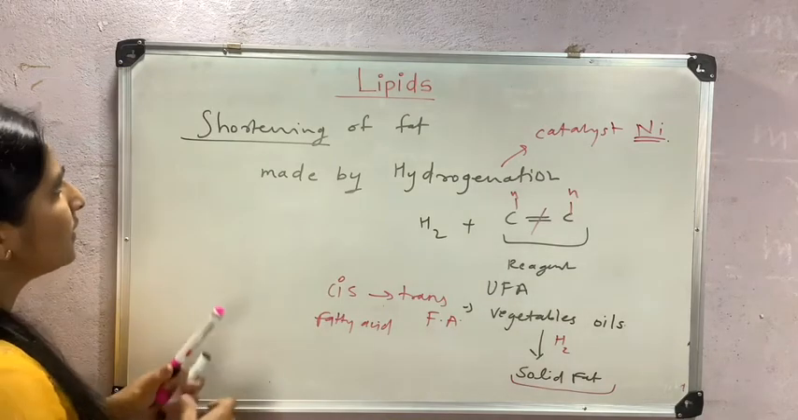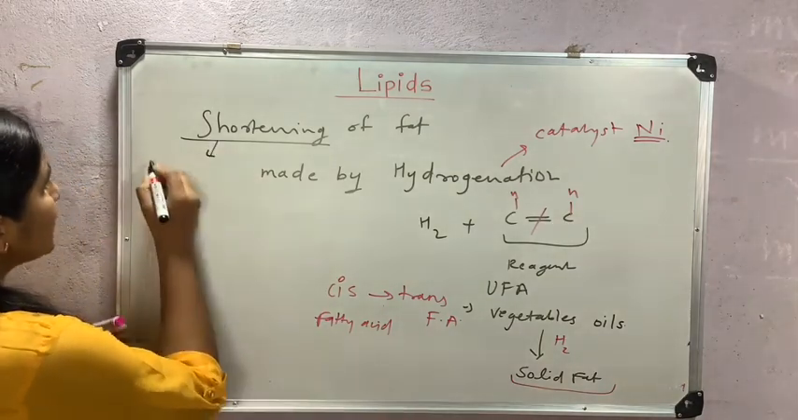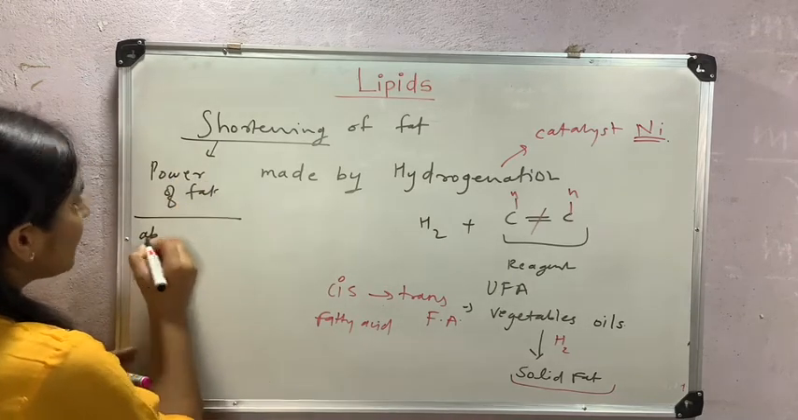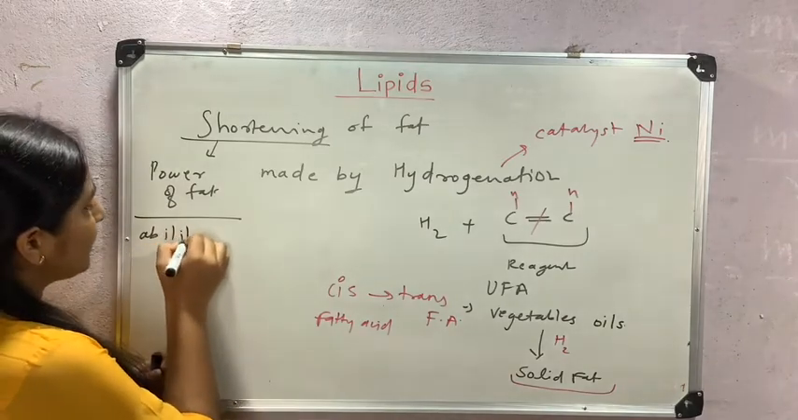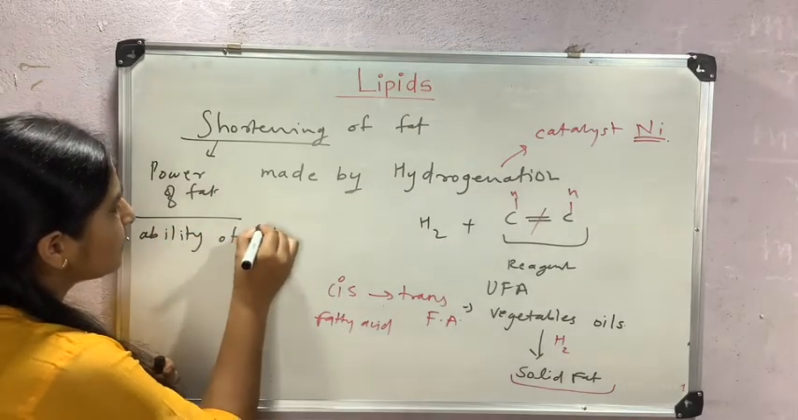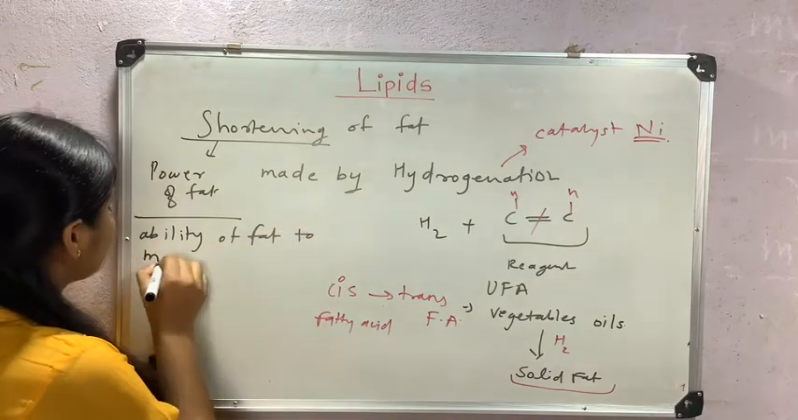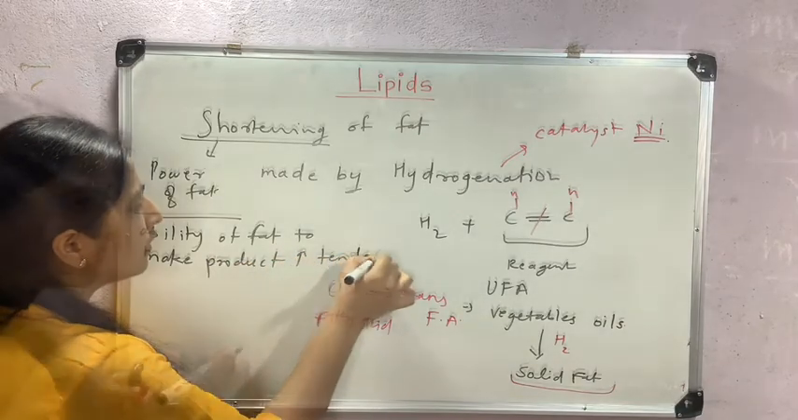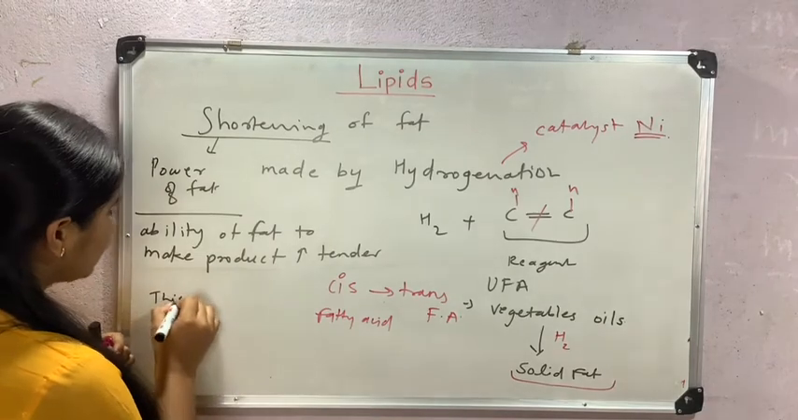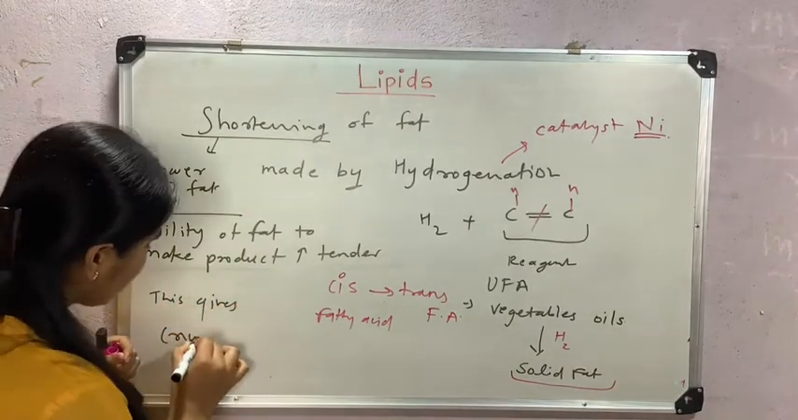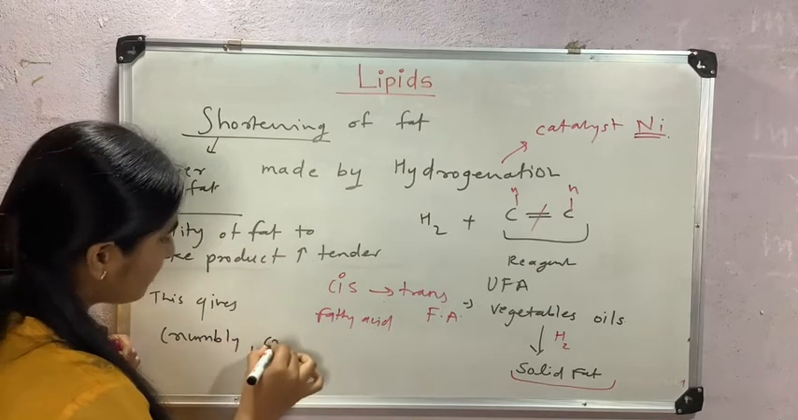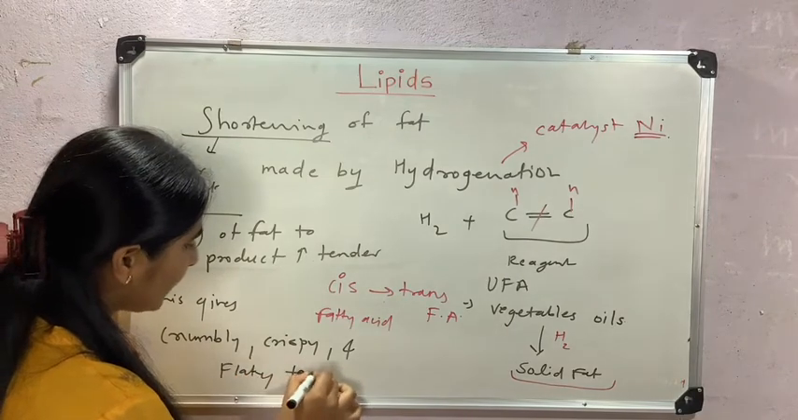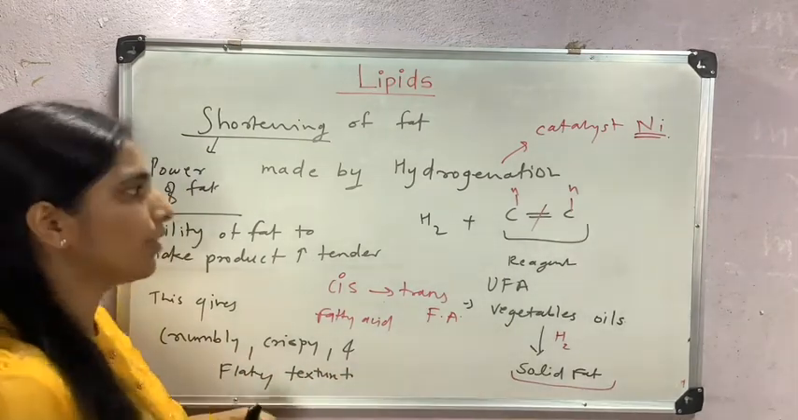And this shortening process, or shortening power of fat, is the ability of fat to make a product more tender. This gives a crumbly, crispy and flaky texture to food, or bakery products.